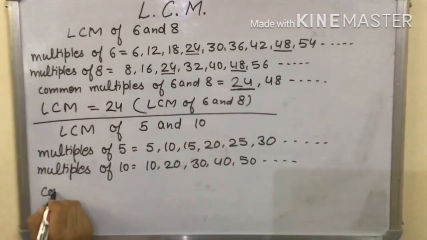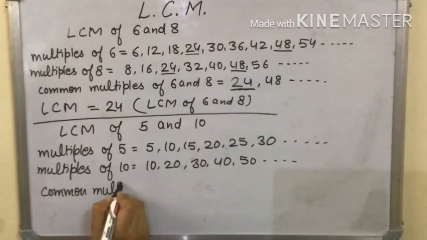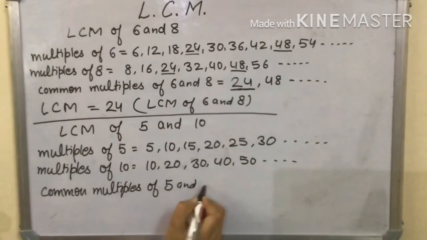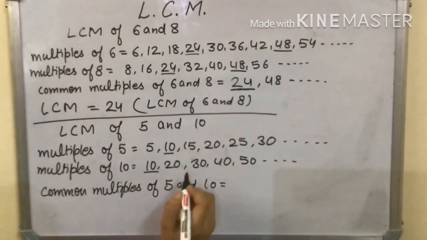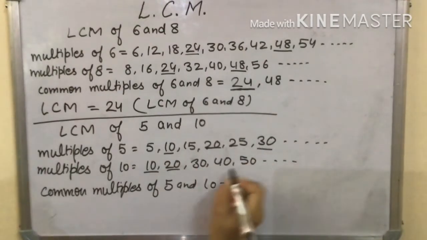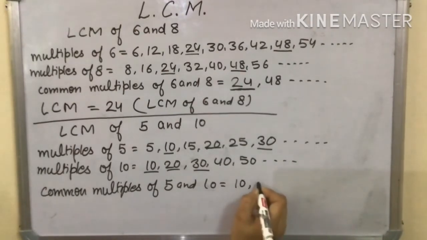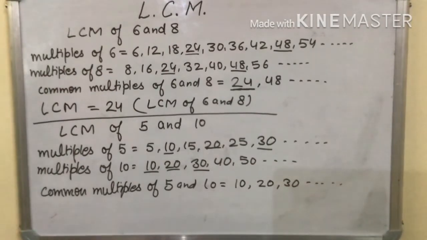Now common multiples of 5 and 10. We see that 10 is common multiples of 5 and 10. Also 20 is common multiple of 5 and 10 and 30 is also common multiple of 5 and 10. So we will write 10, 20, 30 and so on. All these are common multiples of 5 and 10.